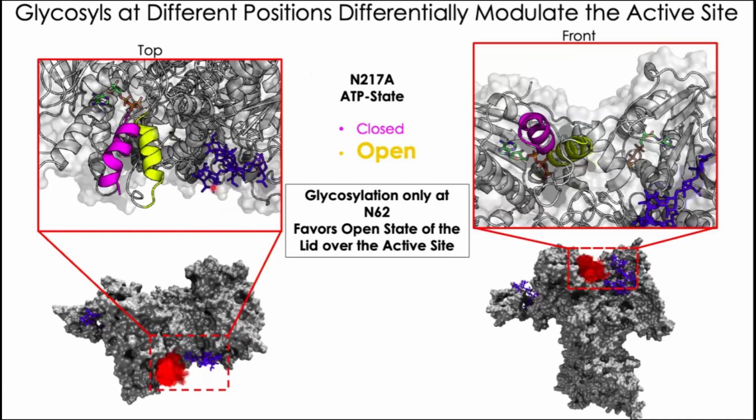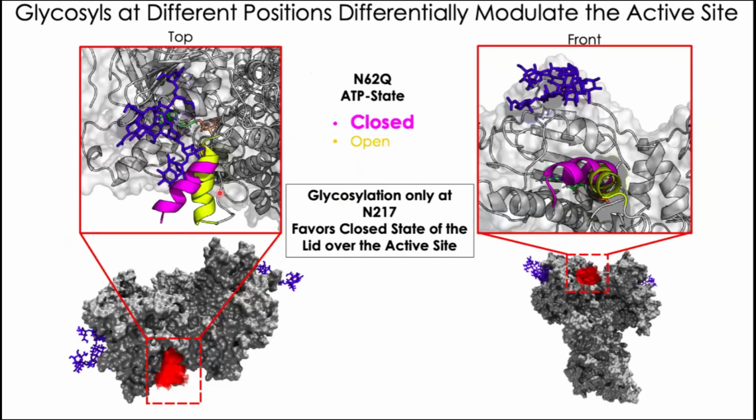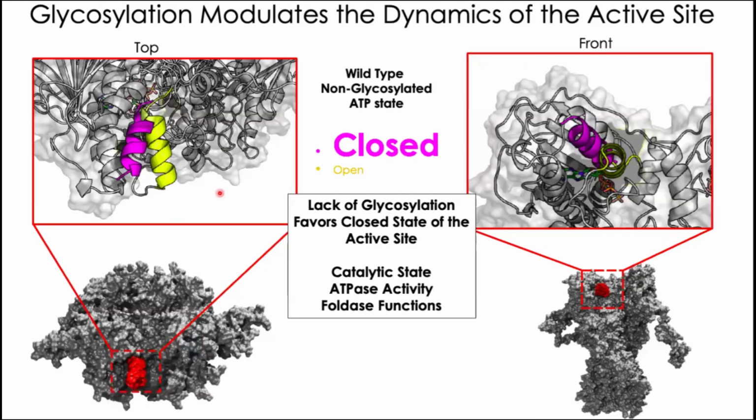When we have glycosylation only on the carcinogenic position, on position 62, and we can do that by mutating residue 217 to an alanine, then again we observe the same effect, and the open lid is favored, although to a slightly smaller effect. But when we then try and chop off the glycosylation at position 62, then the lid closes up. The majority of conformations of the lid are closed, and even more so when no glycosylation is present.